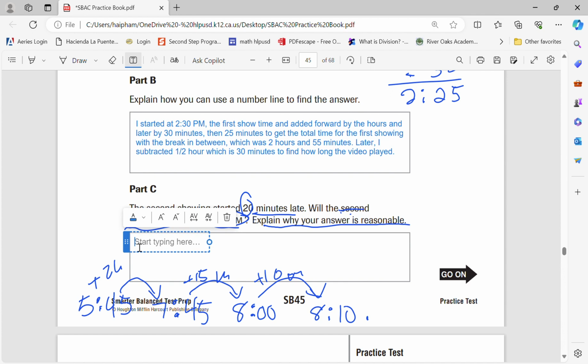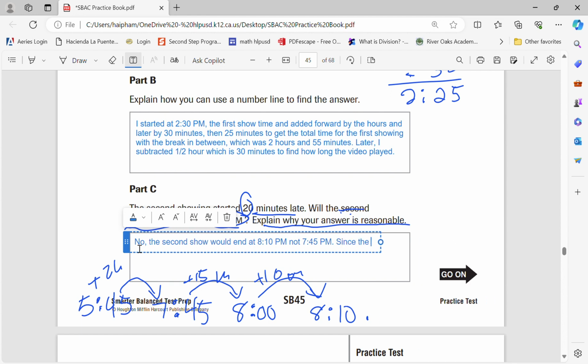We're going to say no, comma, the second show would end at 8:10 p.m., not 7:45 p.m. And let's explain why our answer is reasonable.